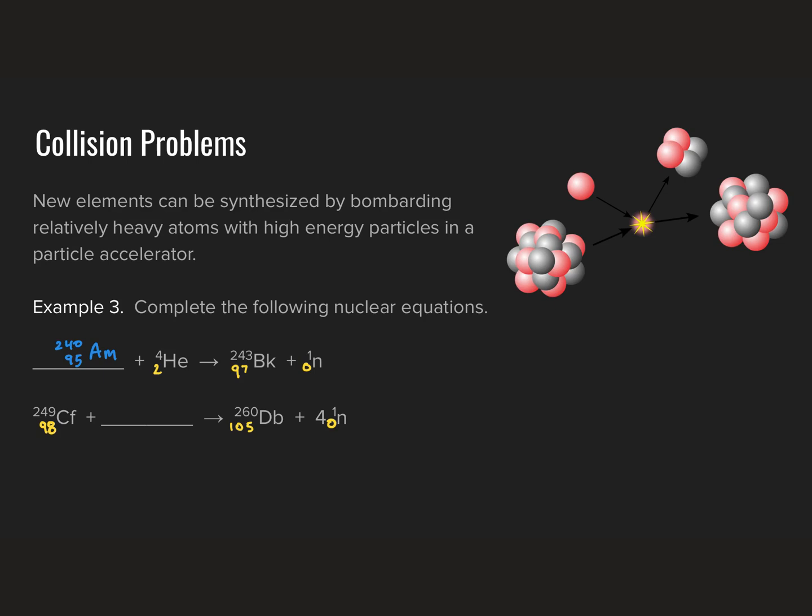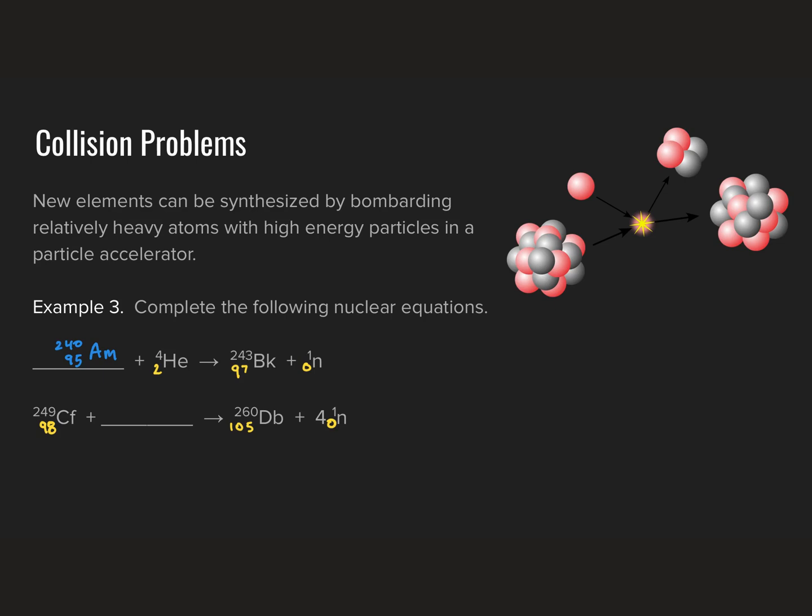So with the information now filled in, we can go ahead and do some math here to figure out the particle that must have collided. Looking again at the right-hand side, the mass of dubnium, 260, plus the 4 neutrons gives us a total mass in that system of 264. And looking on the left-hand side there, we've got californium with a mass of 249.